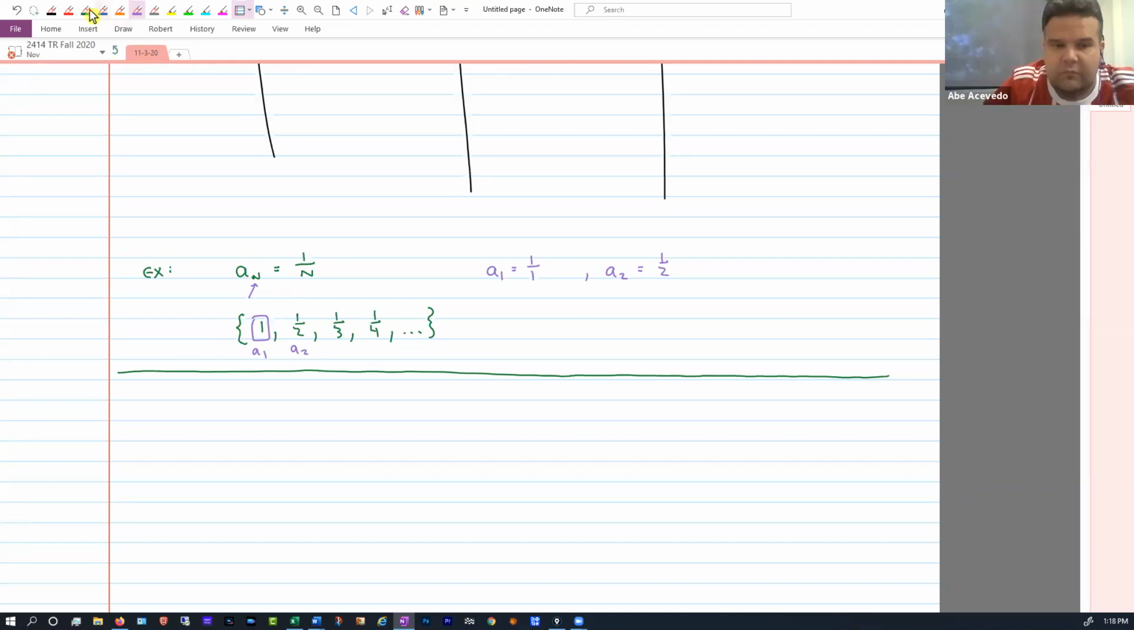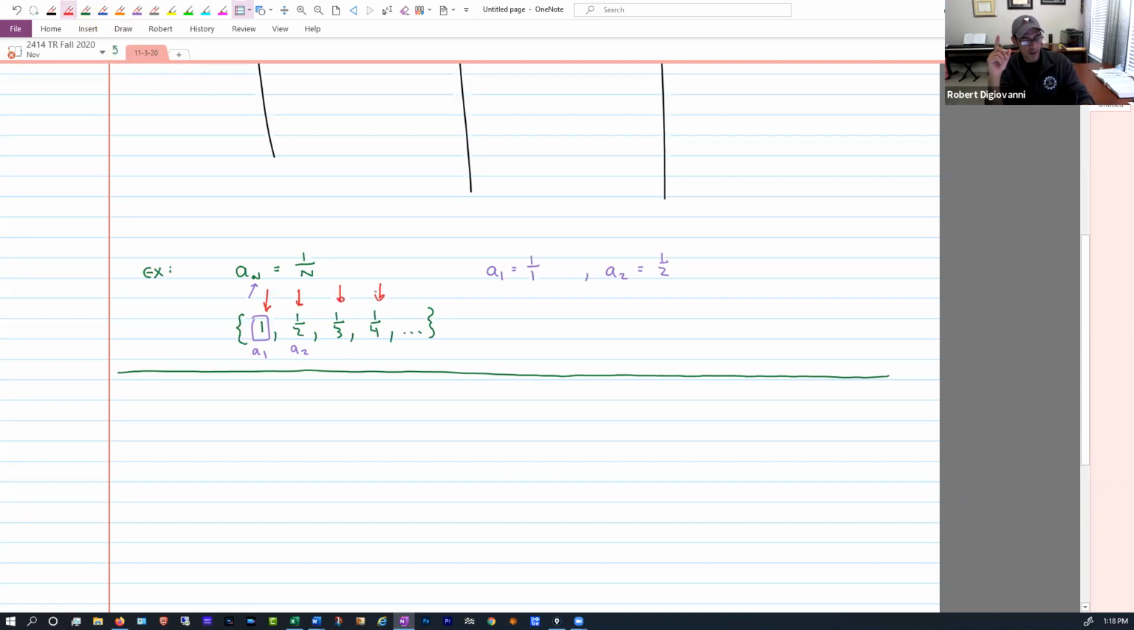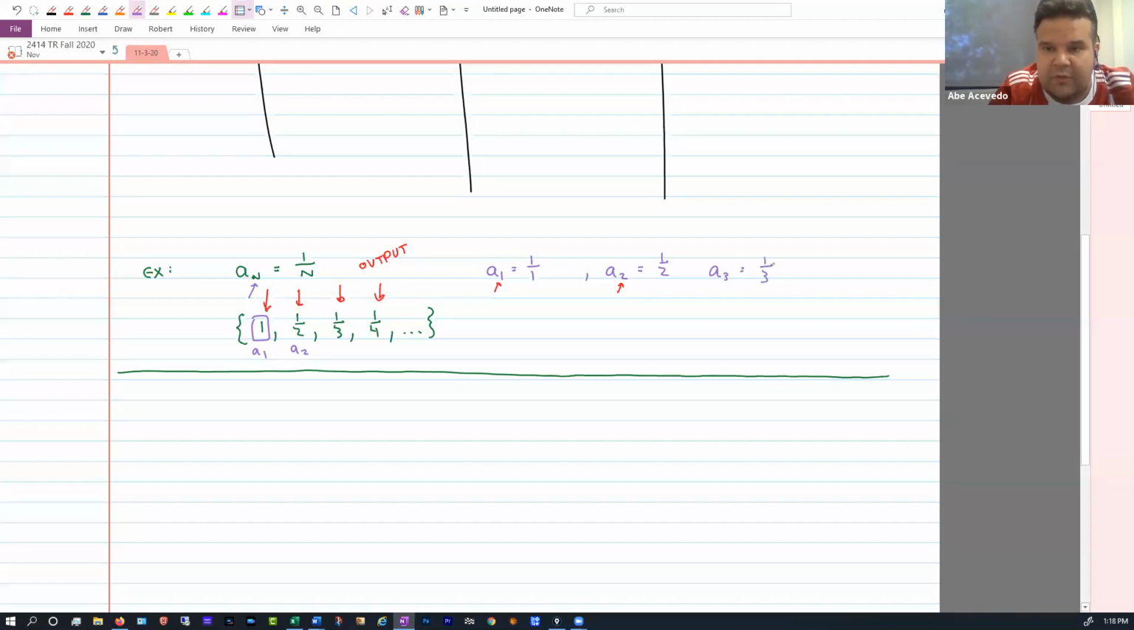See, you have to remember, these numbers that you're seeing here, these are all the outputs, okay? Your input is this number, this number. Do you see? It's the subscript of the a that's the input, and the number that comes out is the output. So we can consider the output to be real numbers? Yes, the output can be real numbers.